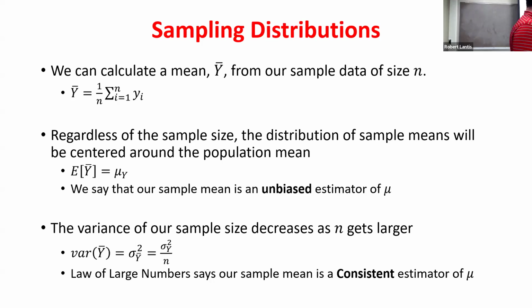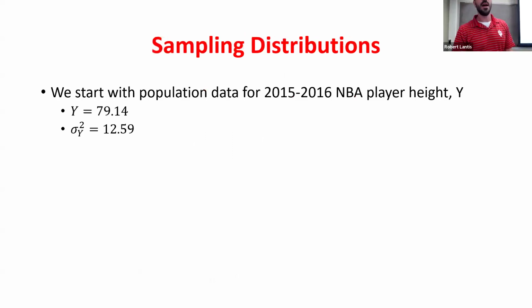We'll see this play out. I'll run through some simulations to prove this to you, but these two things will hold if we have purely IID, identically and independently distributed, which is basically a fancy word for completely random samples. These will hold. Okay.